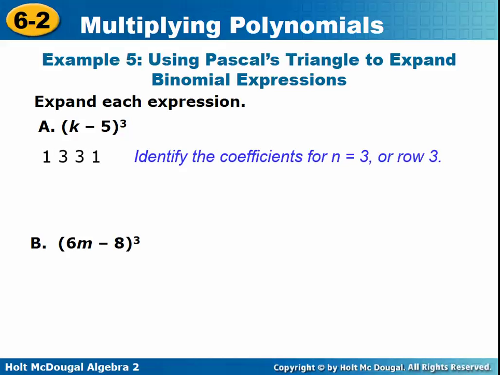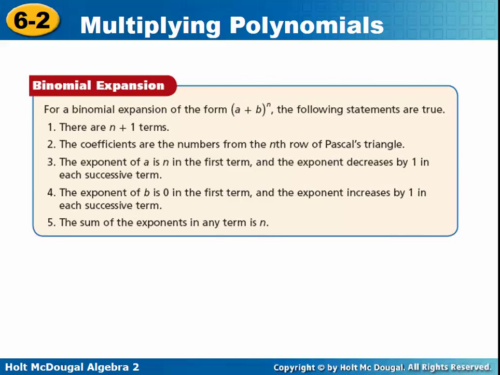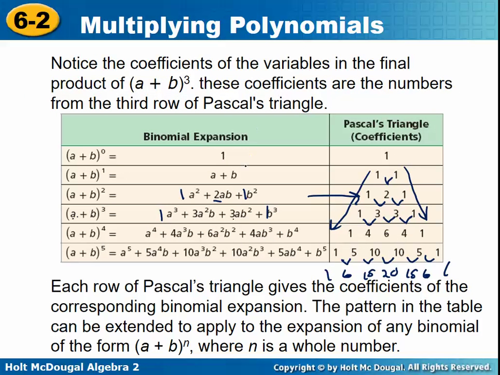All right, so this is the third power. So we want the third row in Pascal's triangle. This row doesn't count. This is the 0 row. It counts, but it's a 0 row. This is the first row, second row, third row, fourth row. Okay, so the third row has the coefficients 1, 3, 3, 1.